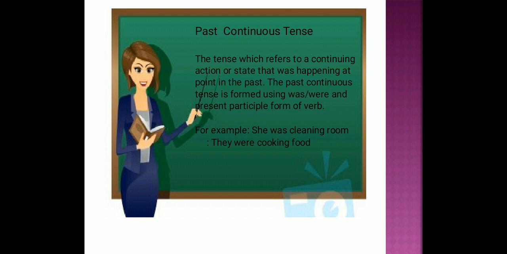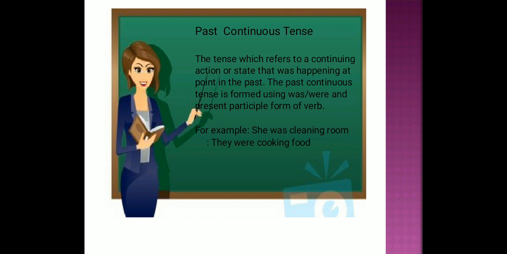Now, we are in the next tense of past, that is past continuous tense. Okay, then what is past continuous tense? The tense which refers to the continuing action or state that was happening at a point in the past. So we are clear that past continuous tense talks about the actions which were continuing or occurring in the past. We form it by using the verb to be in the past, that is was or were, plus the verb's ing form.